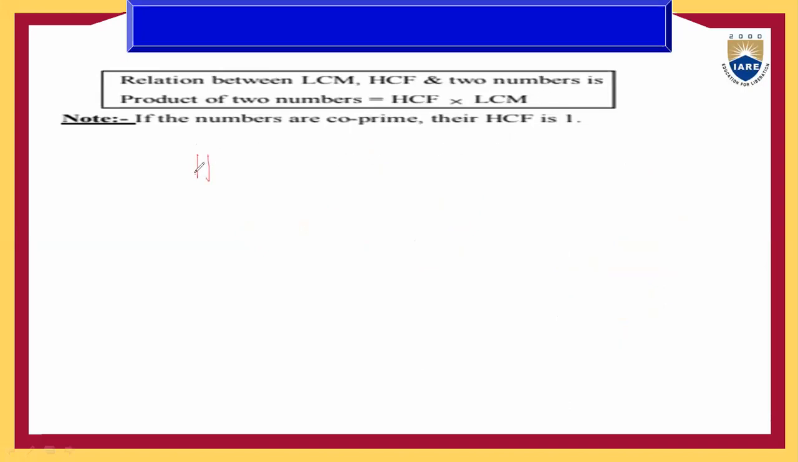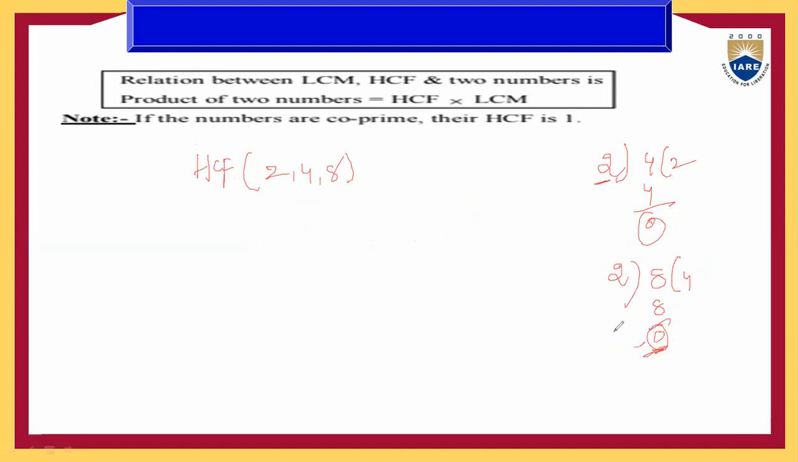Similarly, the HCF of 2, 4, 8. Generally, we divide the bigger number by the smaller number. 2 twos are 4, remainder 0. Now the divisor is 2. Now again with this 2, divide 8. 2 fours are 8, remainder 0. Whenever you get 0, at that time the divisor is the HCF, so the HCF of these numbers is 2.